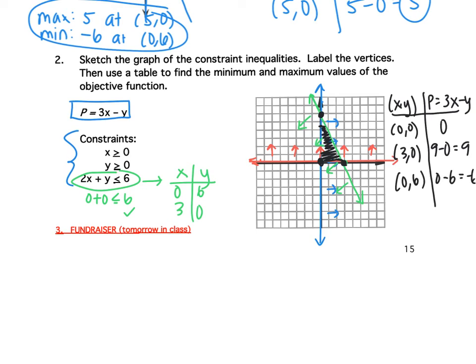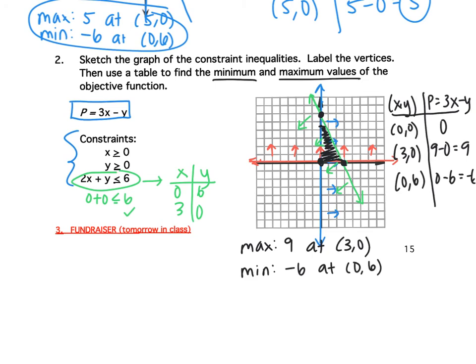Now we need to look at what we're asked for. We are asked for the minimum and maximum values. So we would say the maximum is 9 at (3, 0). So you always have to say both, what the maximum is and where it occurs. The minimum is negative 6 at (0, 6).